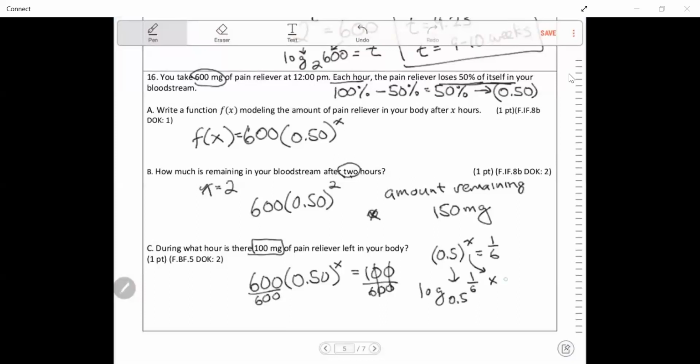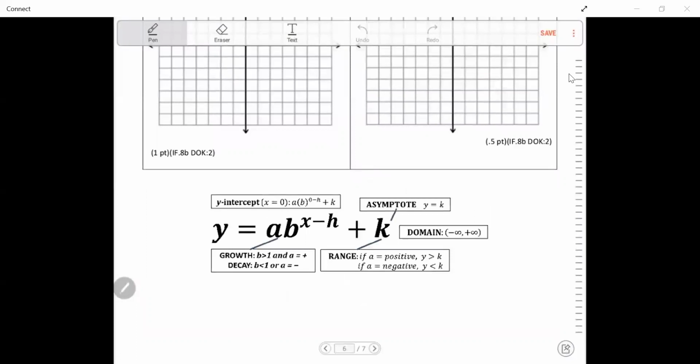Well, during which hour? It doesn't really matter. So x equals 2.58 and so on. It's sometime in the second hour, after about 2.5 hours, which would be a good answer for that. So in about two and a half hours. All right, so those are the word problems.